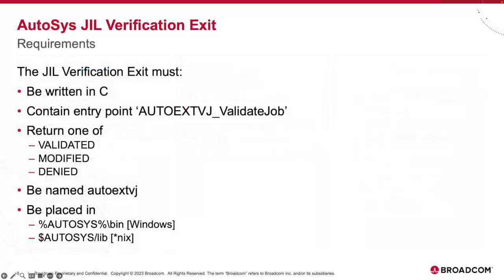There are some requirements that must be met in order to use the JIL verification exit. Firstly, the code must be written in C and it must be compiled. The code must contain the AutoEXTVJ_ job entry point, and it must return one of either validated, modified, or denied. The shared library that is created must be named AutoEXTVJ and must be placed in the location specific to the platform on which the AutoSys instance is installed.